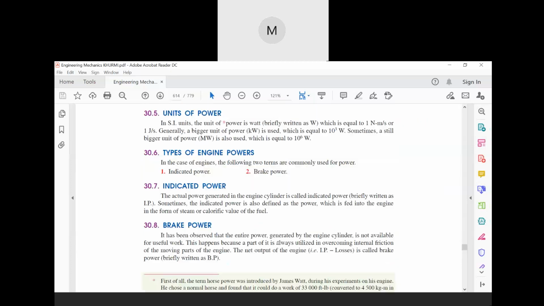So basically, in case of engines, there are two types of powers. Number one is indicated power, and number two is brake power. Indicated power is the actual power that is generated by the engine cylinder. Now, what is brake power?